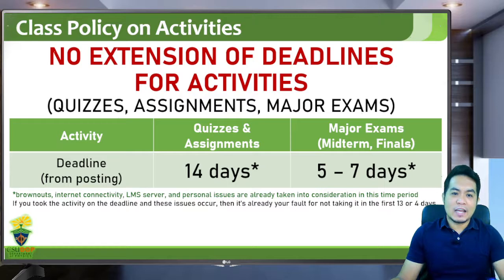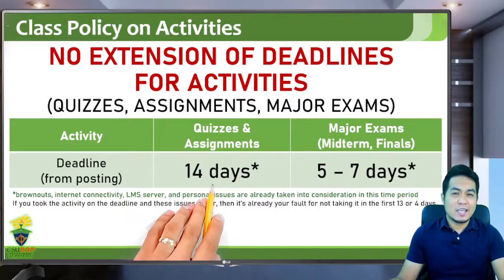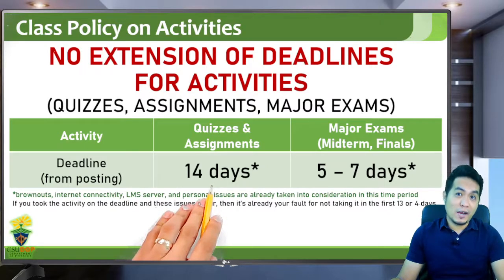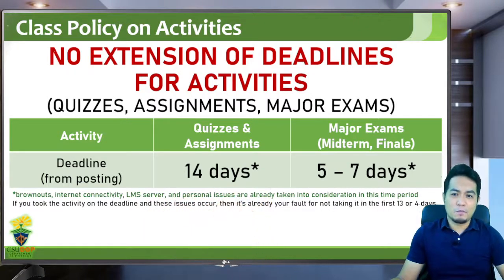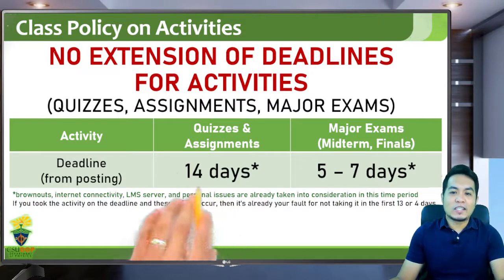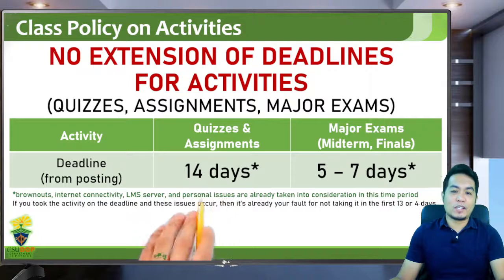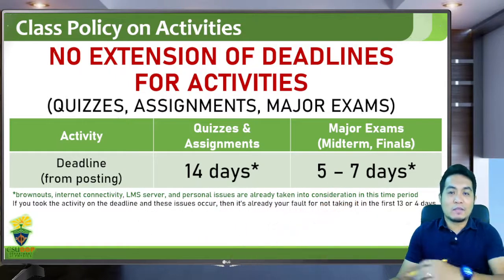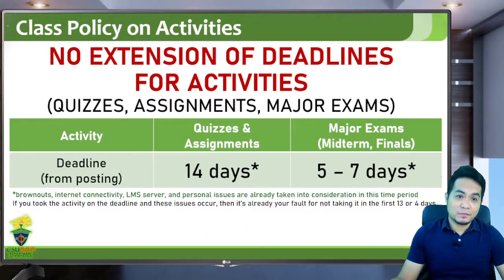If you have quizzes and assignments, it will be 14 days. That's actually 2 weeks or 1/2 month. That's actually a very long time, so this is very hard for you to miss. And for the major exam, it's 1 week, so 5 to 7 days for the midterm and the final exam. Brownouts, internet connectivity issues, LMS server issues, and your personal issues are already taken into consideration in these 14 days for the quizzes and the 5 to 7 days for the major exams.